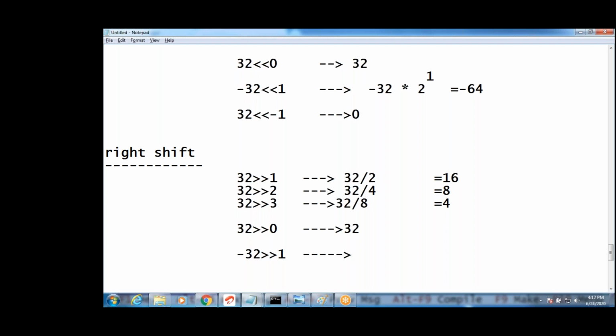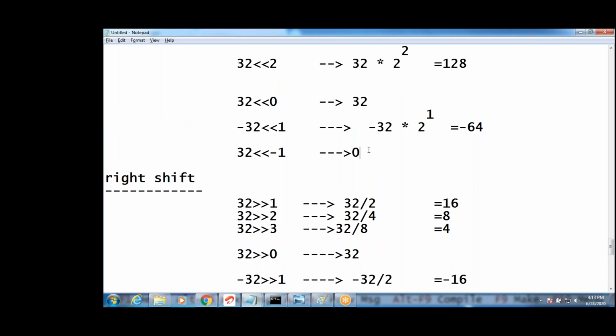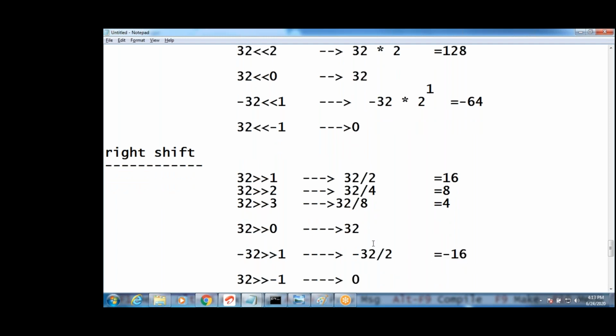Next, negative values. Minus 32 right shift 1. What is minus 32 right shift 1, guys? Minus 32 by 2 power 1. That value is minus 16. Same, 32 right shift minus 1: this value is also the same. Negative shifting values for right shifter and left shifter, remember, are 0. These are the right shift operators and left shift operators. Completed?